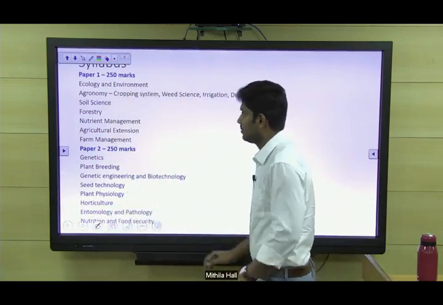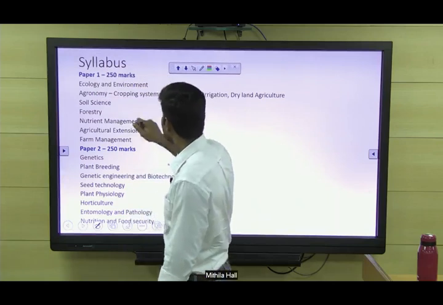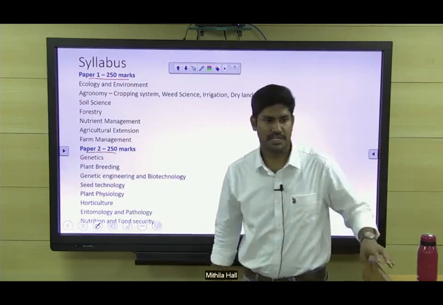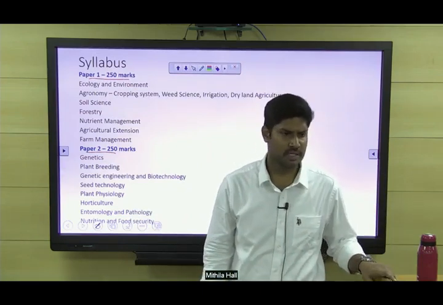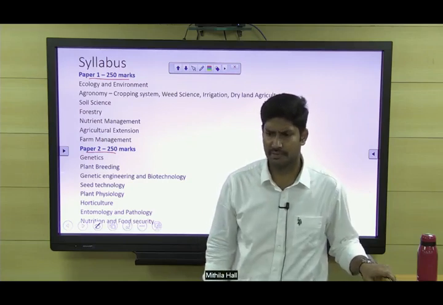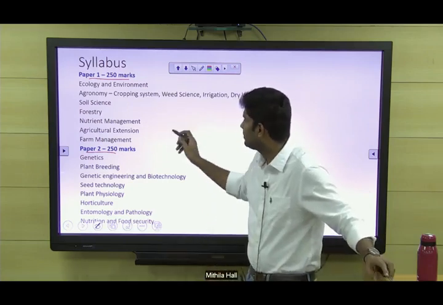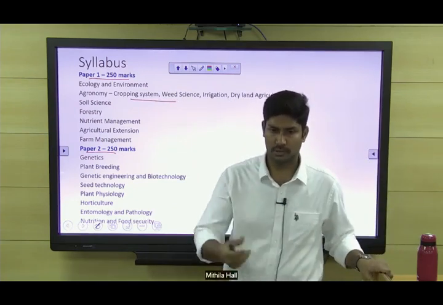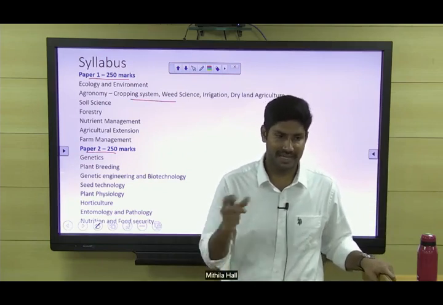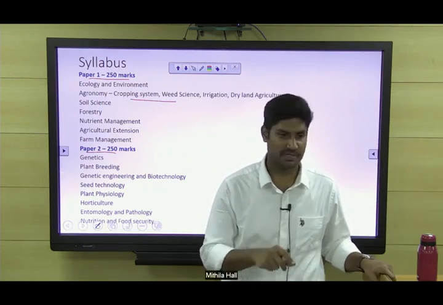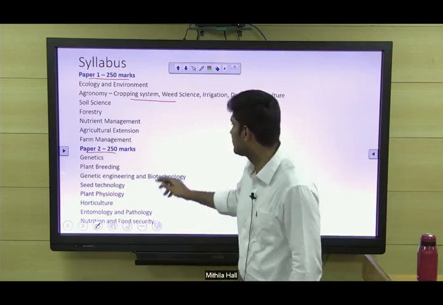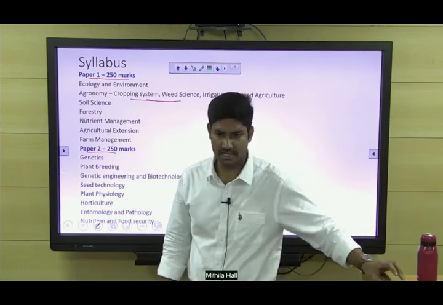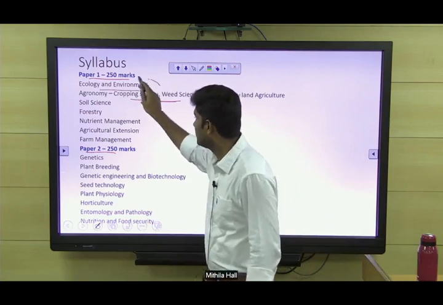This is our entire syllabus in agriculture, Paper 1 and Paper 2. Paper 1 is like a GS paper. Most of its topics, even non-agri students can easily understand, basically ecology and environment. Even students who didn't choose agriculture as optional have to study agriculture for GS Paper 3 and for the prelims, such as cropping system and cropping pattern.